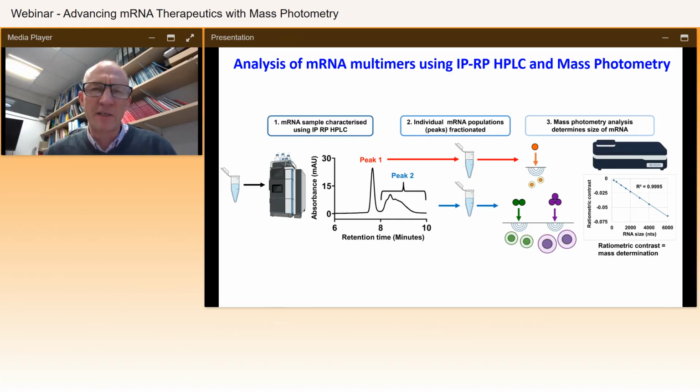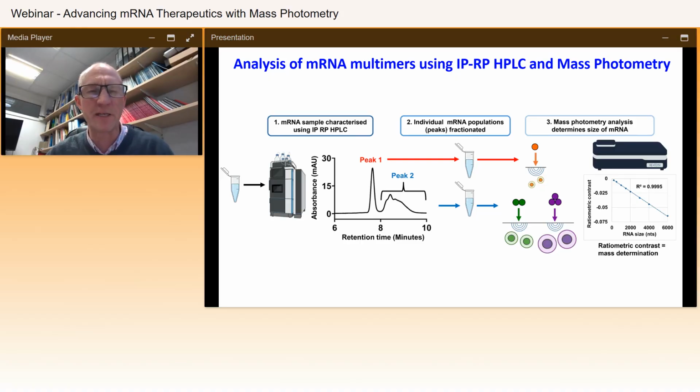However, one of the caveats of this initial piece of work is whilst we've developed the chromatography, and we've generated multiple peaks, we don't really know what these peaks are. So we needed to use alternative techniques to validate and characterize these different peaks to confirm that they are the mRNA multimers that are present. So this is where the mass photometry came in.